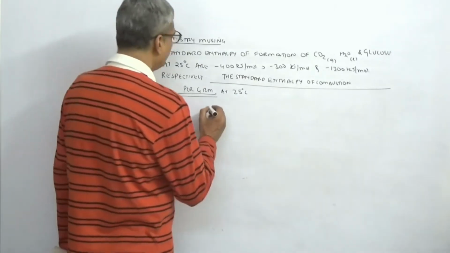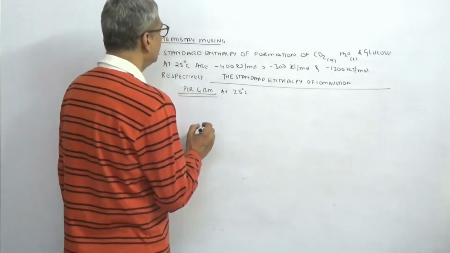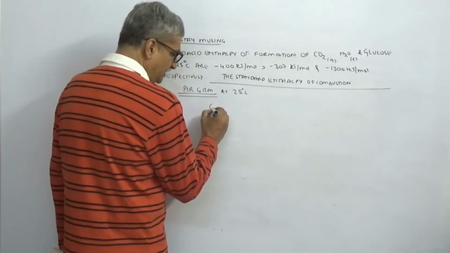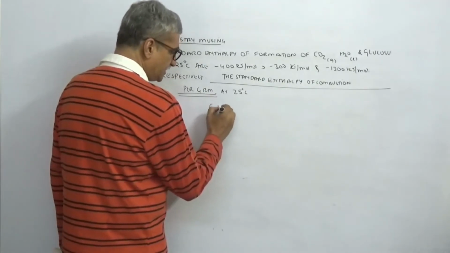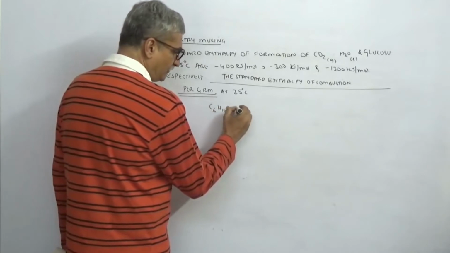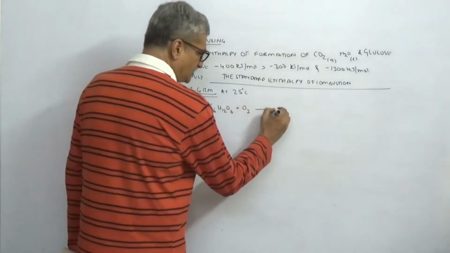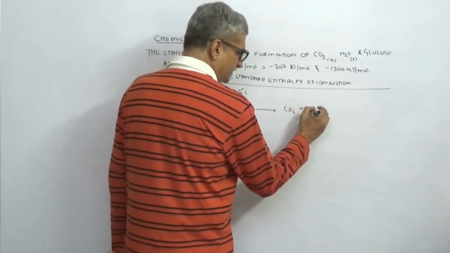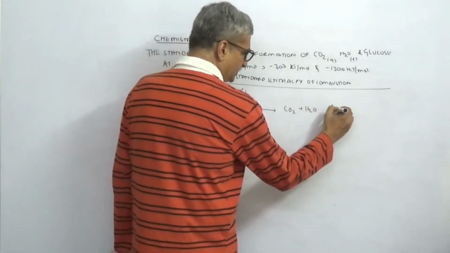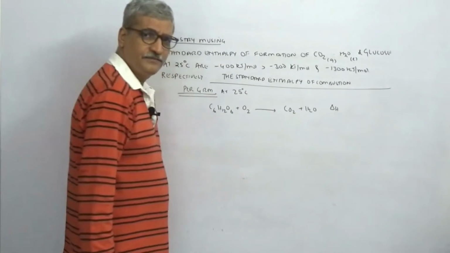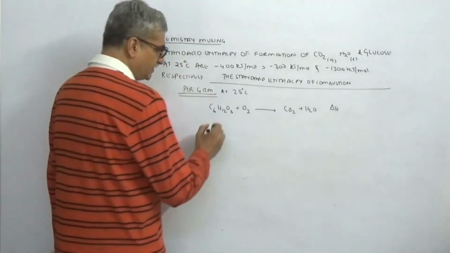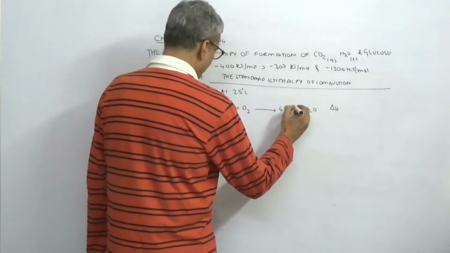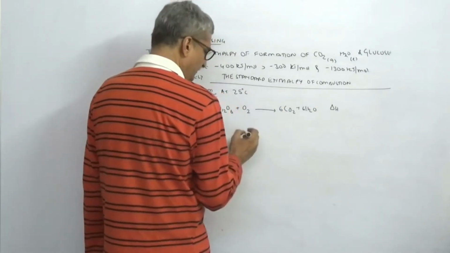So it is very simple. What is the reaction? The combustion of glucose, C6H12O6, plus O2 forms CO2 plus H2O. I am balancing it afterwards. This delta H will be per mole, per 180 grams. So this is 6 CO2 and 6 H2O.